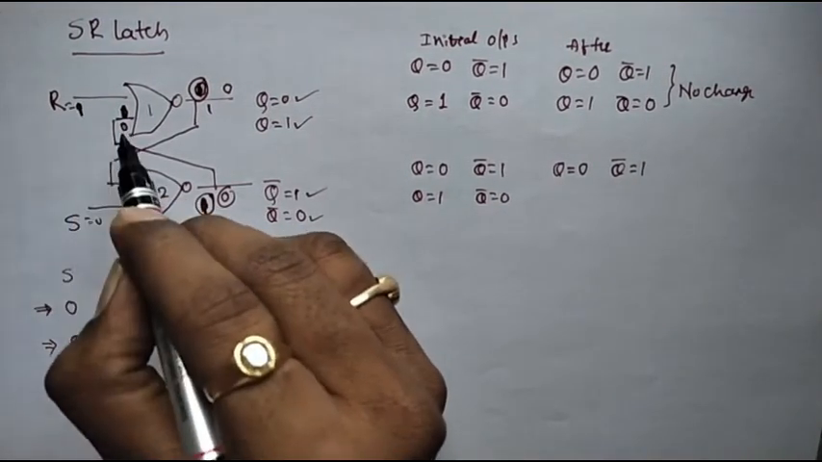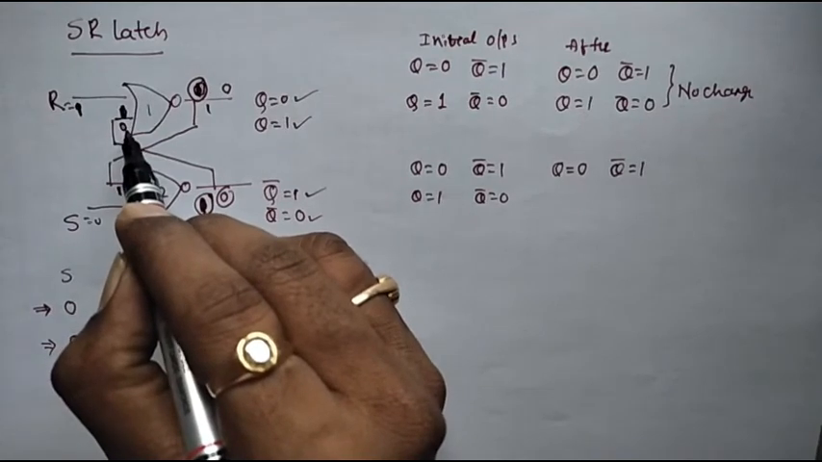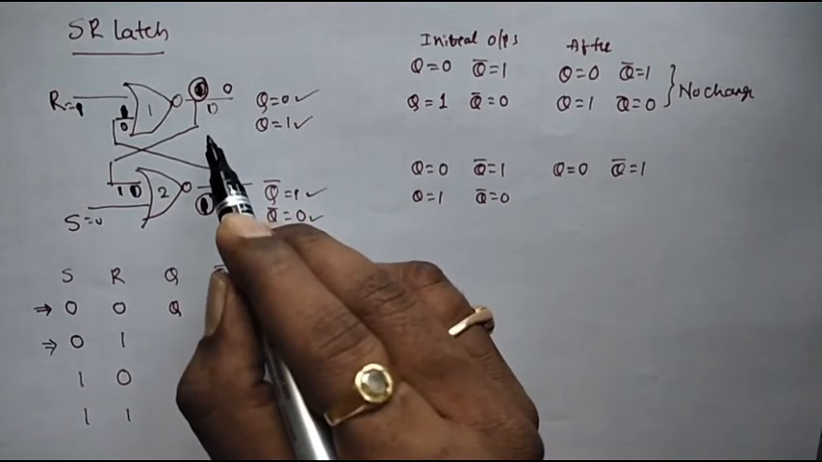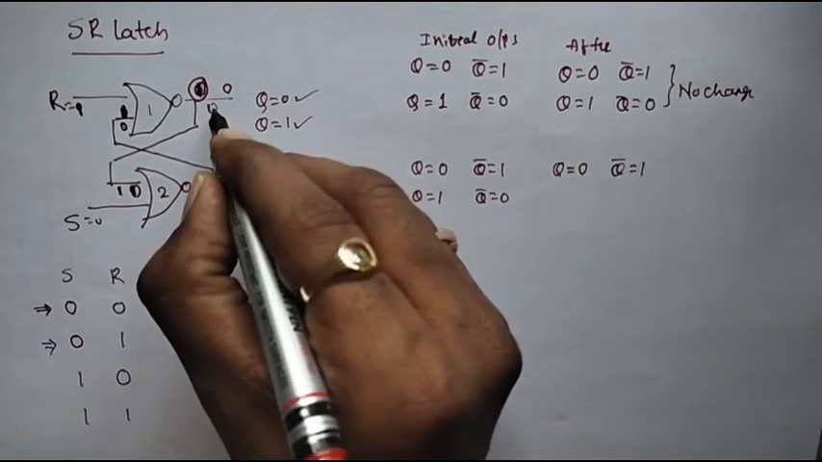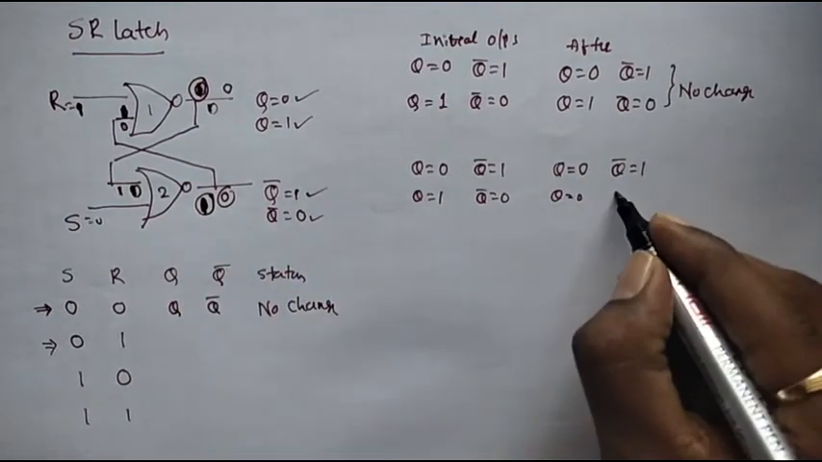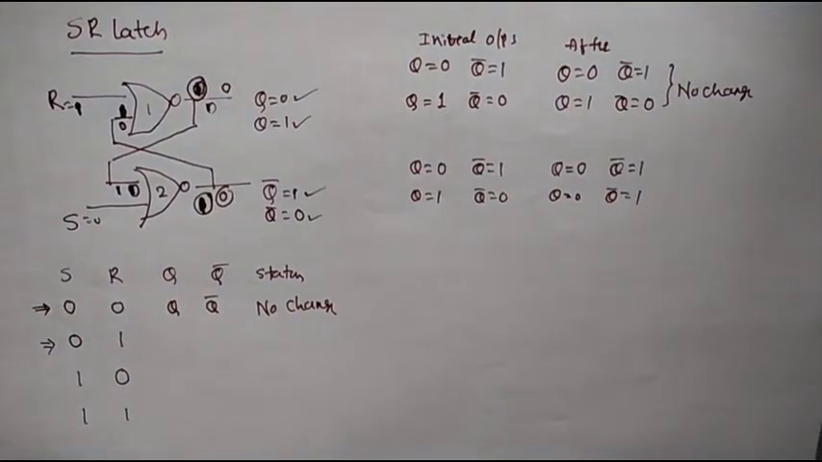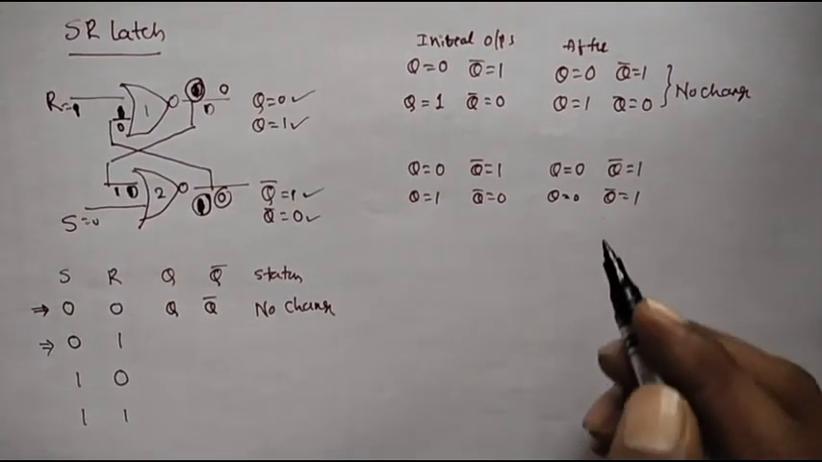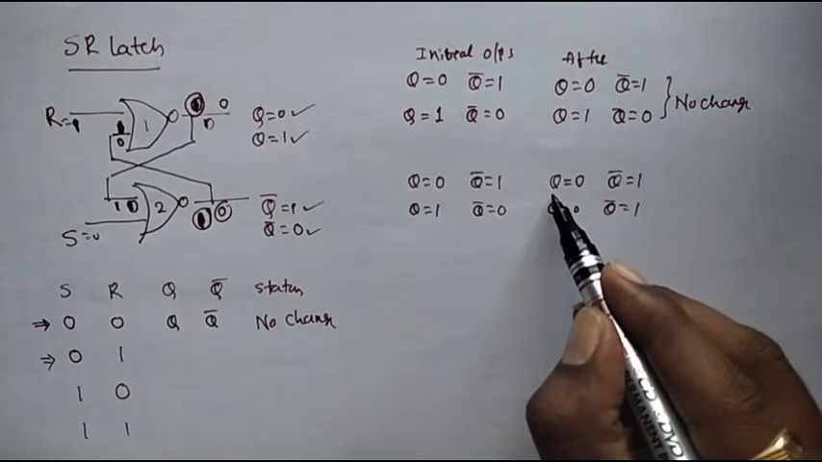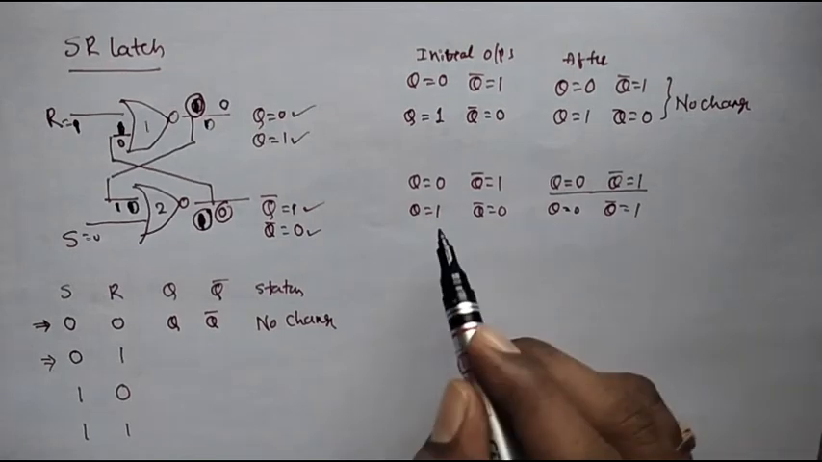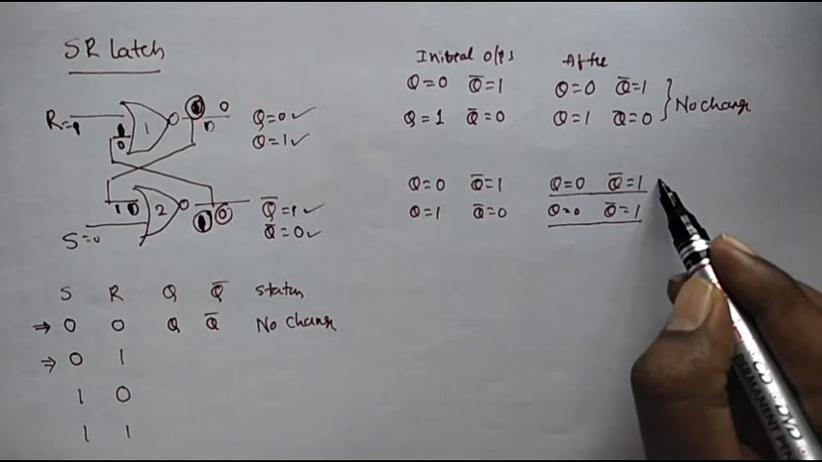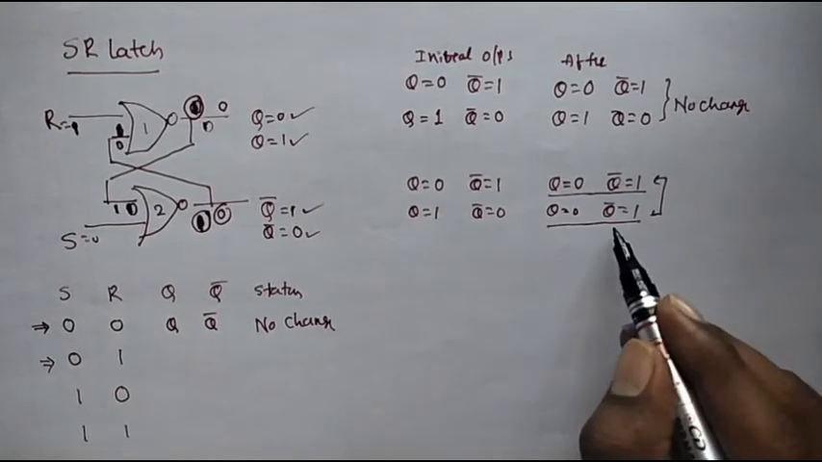Now 0 will appear here. R is equal to 1, another input is 0. The output of NOR gate will be 0. So now in this case, after operation also we got Q equal to 0 and Q bar is equal to 1. So now we can conclude that in both the cases, when Q was 0, Q bar equal to 1, we received Q equal to 0 and Q bar equal to 1. Similarly, when Q equal to 1 and Q bar equal to 0, it produces the same output, that is Q equal to 0 and Q bar equal to 1.